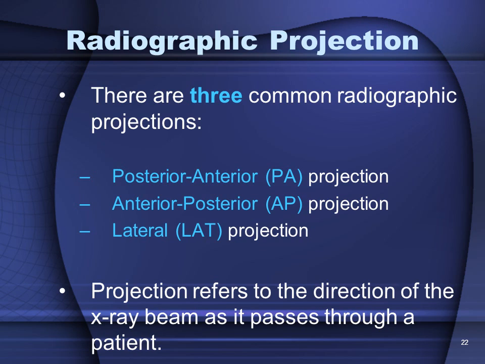So in the PA projection, the beam is passing from the posterior to the anterior. So the emitter is on the posterior side of the patient, and the cassette or digital detector is on the anterior of the patient. In the AP or anterior posterior projection, the position of emitter and detector are reversed. And then in the lateral projection, X-ray beams enter through one side of the patient and exit the other, hitting the detector for the creation of the image.